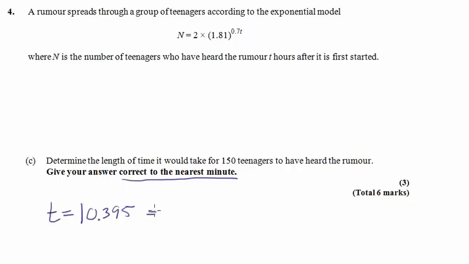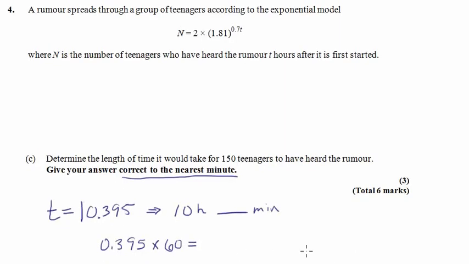That's 395 thousandths of an hour. 10 is 10 whole hours, but we need to convert that decimal part into minutes. And the simplest way to do that is to take that decimal part, the 0.395, and there's 60 minutes in an hour, so we're going to times that by 60 to convert our decimal into minutes. When we do that, we come up with something like 23.7. They want it to the nearest minute, so that makes it 24.